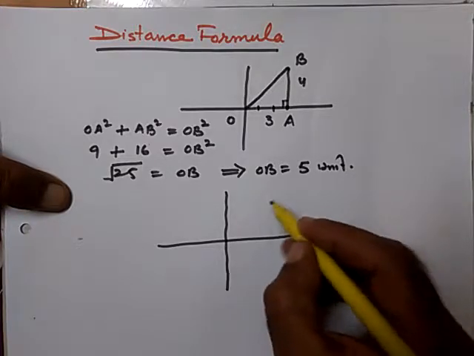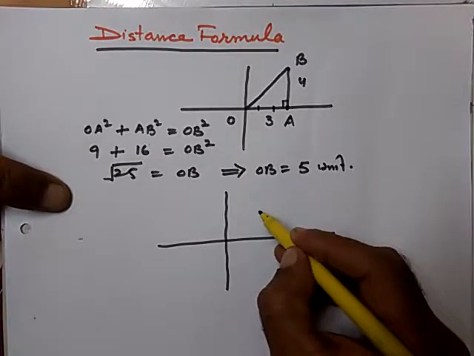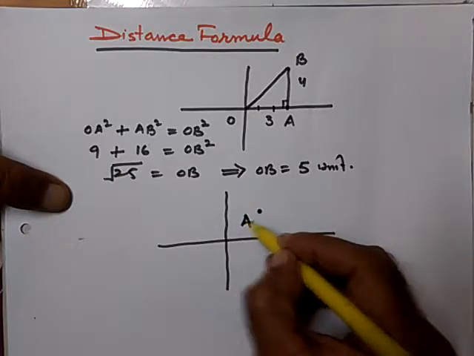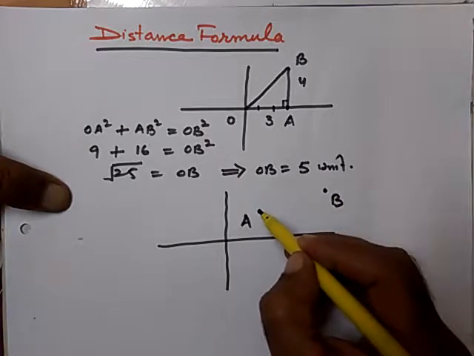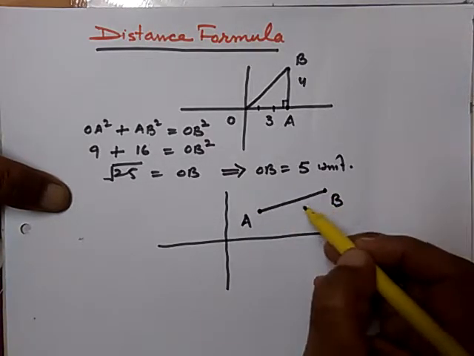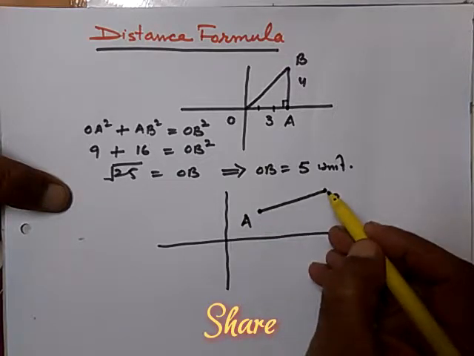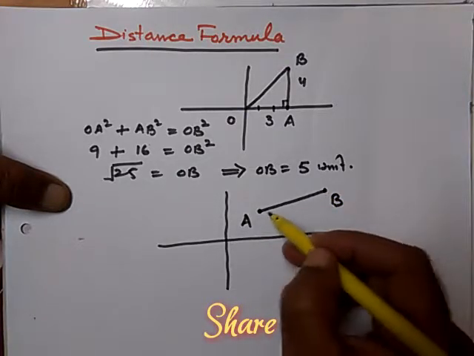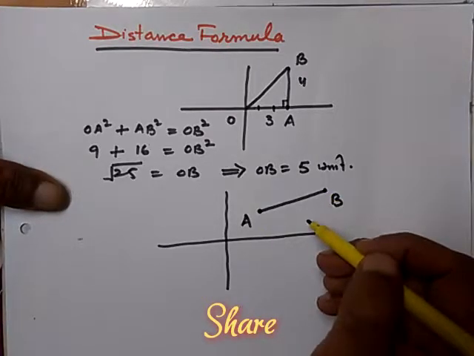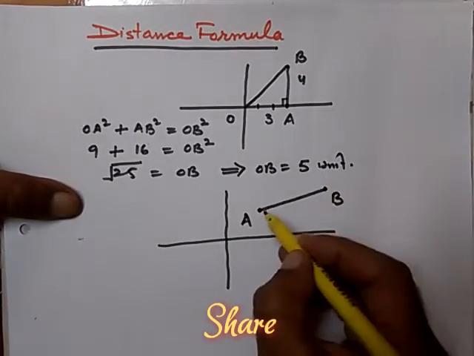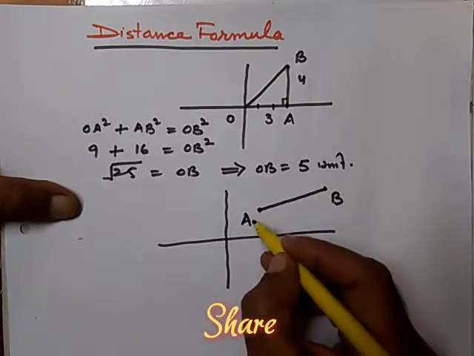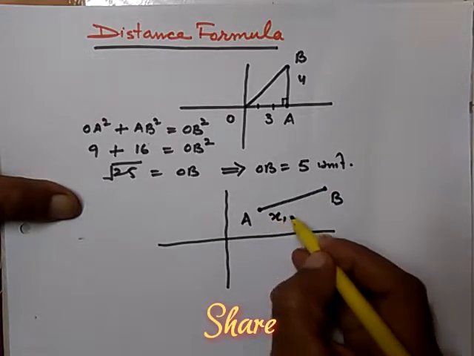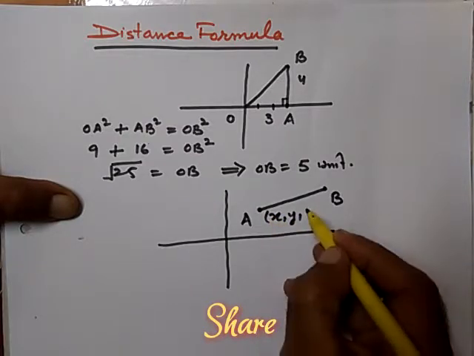Say this is a point A, and somewhere here is a point B, and you join these 2 points. You want to find the distance between A and B, the length of this line segment AB. Now what is the position of A and what is the position of B? That matters. Now let the position of A be x1, y1. What is the meaning of x1, y1?